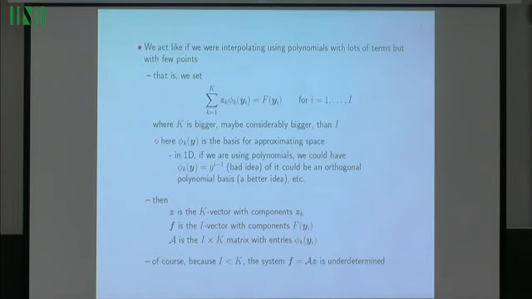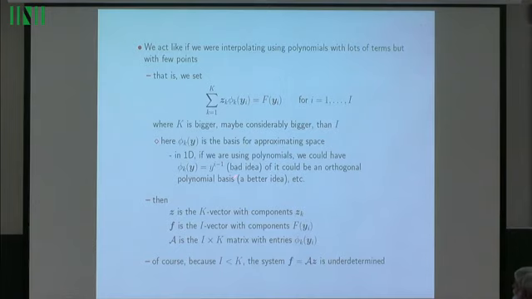So what do we do? We act as if we were interpolating using polynomials with lots of terms, but with data only given at a few terms. So we have our polynomial here, our zk's are our candidate coefficients, and our phi k is whatever basis you use to represent your approximation to f. It doesn't have to be polynomials, by the way, but let's talk about polynomials. For instance, if you use monomials, it's a bad idea. Orthogonal ideas are better ideas.